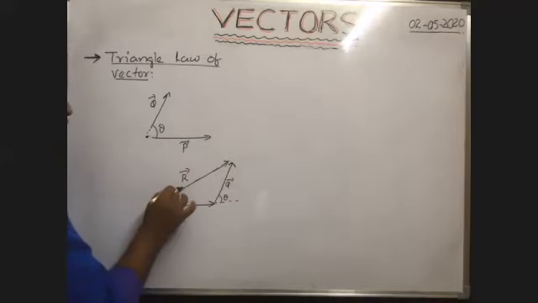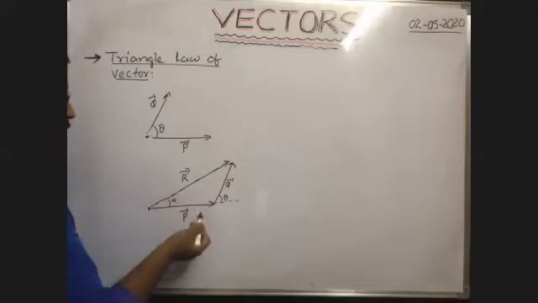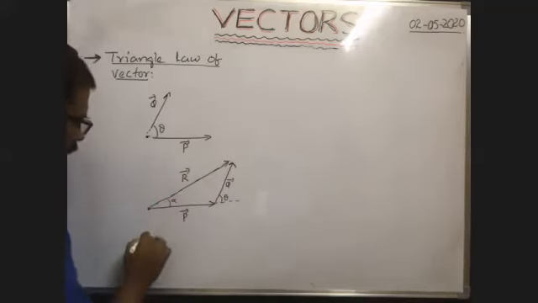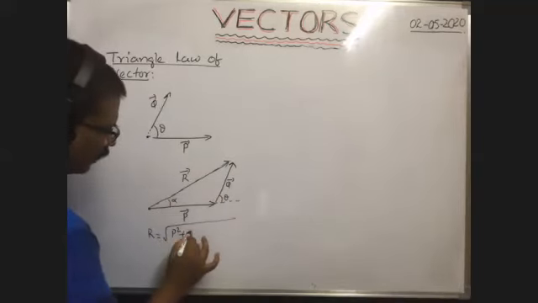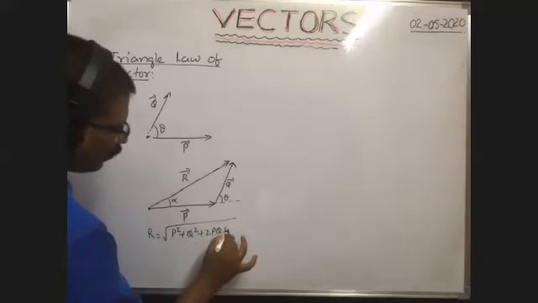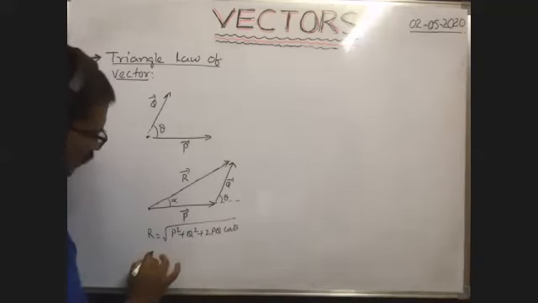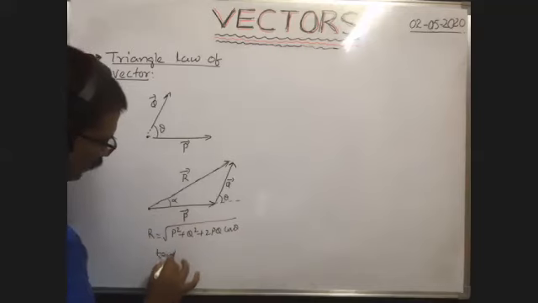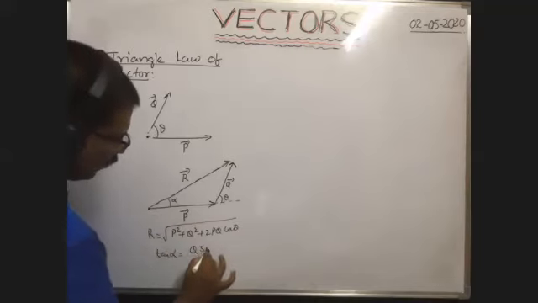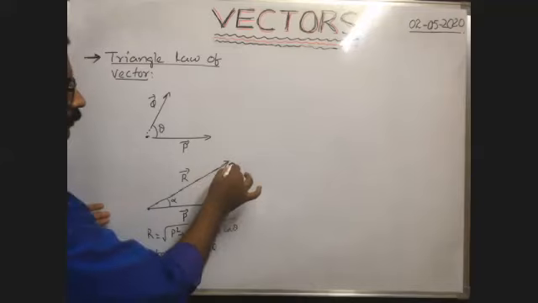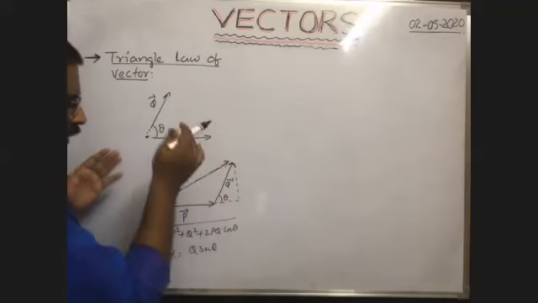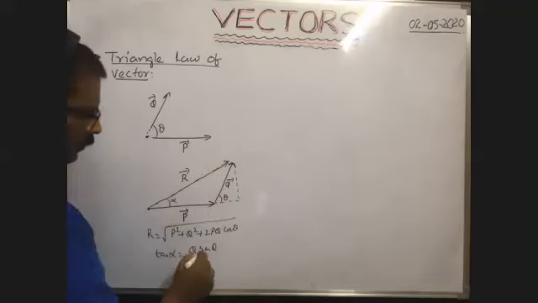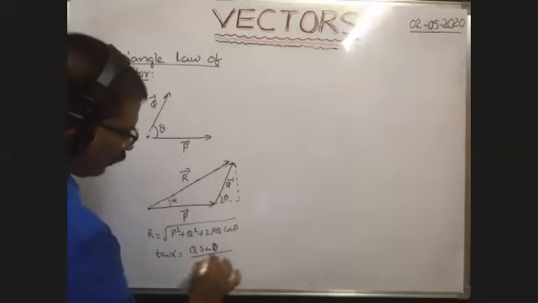Here the direction of the resultant means the angle made by this resultant vector with p bar, that is alpha. The formula is also the same. That's why the magnitude of the resultant r is equal to the square root of p square plus q square plus 2pq cos theta. And for the direction of the resultant alpha, tan alpha is equal to q sin theta by p plus q cos theta. Even in the parallelogram law of vector addition we got the same problem, same formula, same diagram.